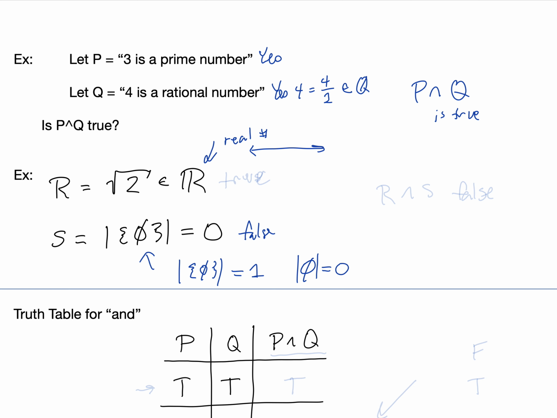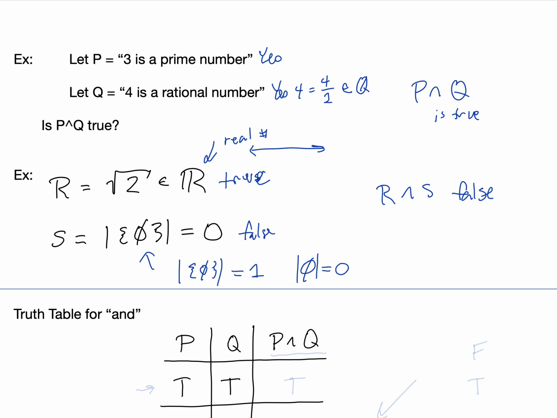Square root of 2 is a real number. Yes, that is a true statement. So this is a true statement. That's a false statement. Therefore, R and S. Is it true that square root of 2 is a real number and the cardinality of the set containing the empty set is 0? Are those together a true statement? No, that is false because one piece is false.